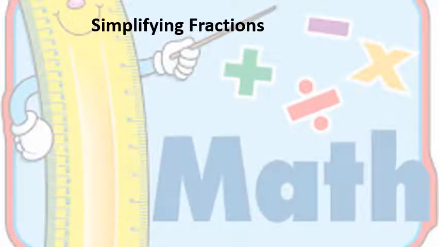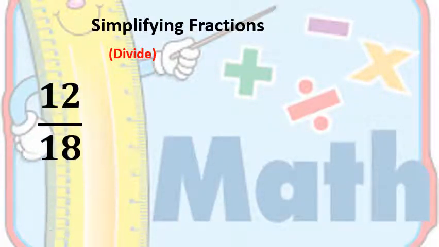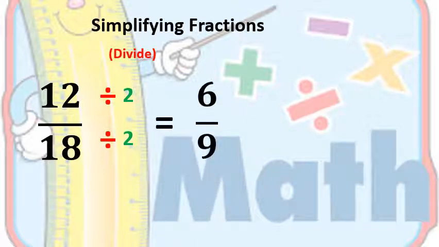Simplifying fractions. Whenever you see simplify, it means we have to divide. Let's start with the first fraction, 12 over 18. These two numbers remind you of which number they are multiples of. This is ending with a 2 and this is ending with an 8, so I can divide by what? I can divide by 2. So the fraction is going to become 6 over 9.